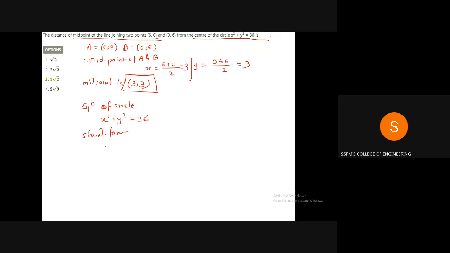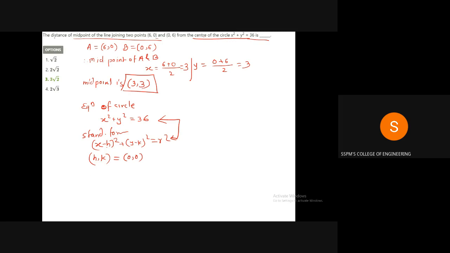Standard form is (x − h)² + (y − k)² = r². If you compare these two, we can easily understand that h and k are 0, 0 here. The ordered pair (h, k) is (0, 0), so that's why it is not subtractive here. So (h, k) is equal to (0, 0).